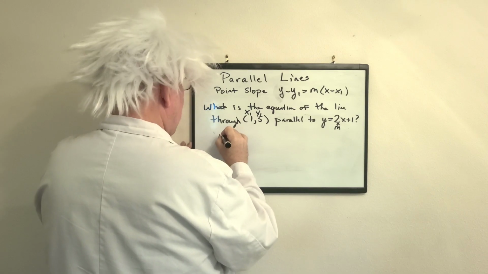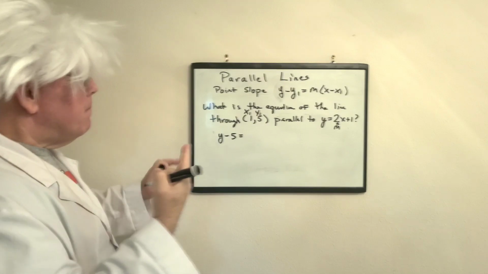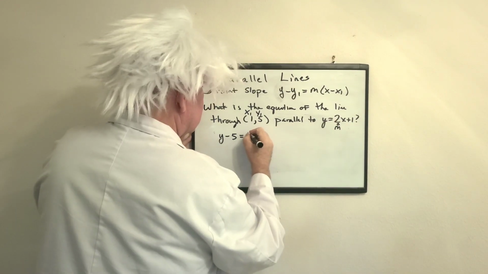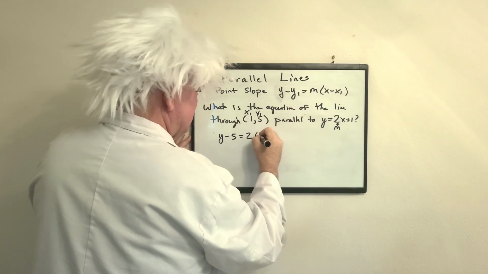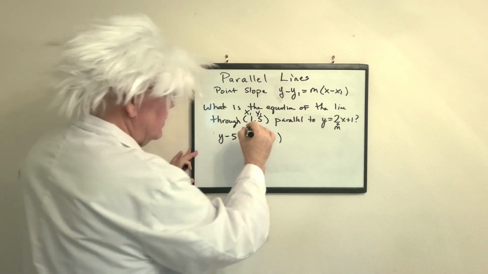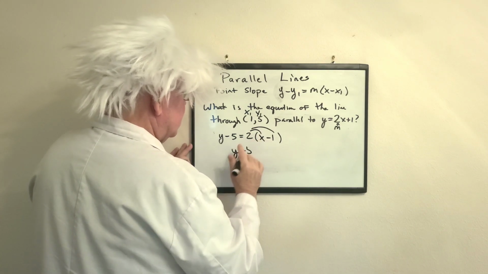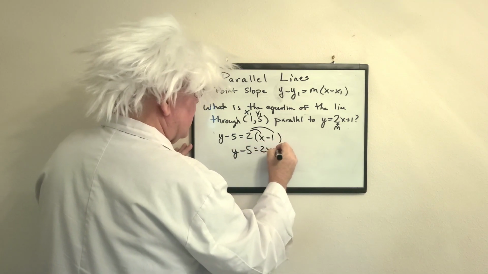So now we're gonna say y minus y1, which is 5, okay? My slope is from here, which is 2, and then it's x minus 1, okay? Next thing we're gonna do is the distributive property. So I now have y minus 5 equals 2x minus 2.